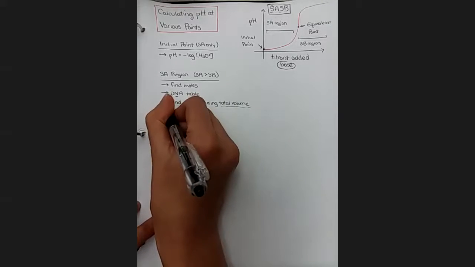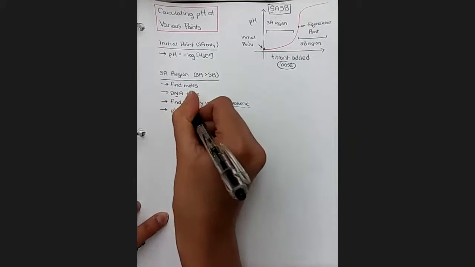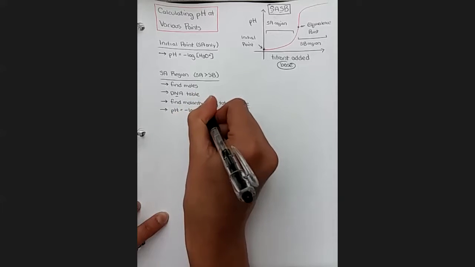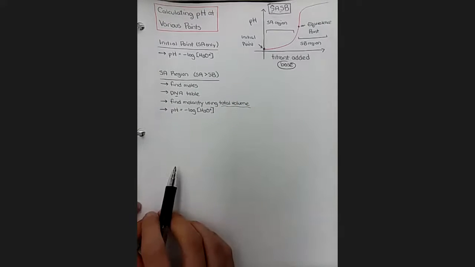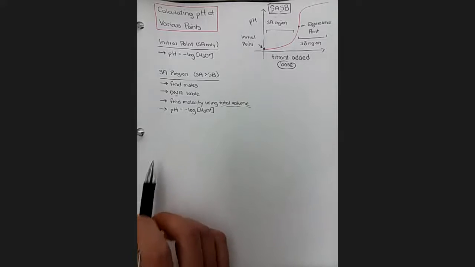And then once you have the molarity of the acid, you can plug it into the formula for pH once again. That one's not bad. You might even be able to do the DNA table in your head, but you will need to find out how much of the strong base is neutralized before you start using the pH formula.